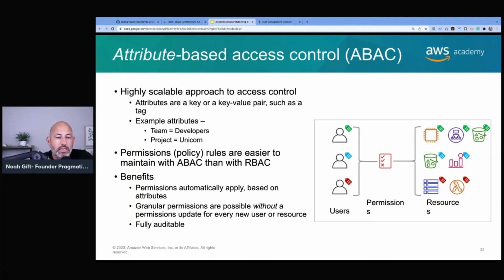There's also attribute-based access control, or ABAC, and this is a highly scalable approach to access control. So the attributes are a key-value pair. So team, developers, project, unicorn. The permission policy rules are easier to maintain with ABAC than with RBAC because the permissions are automatically applied based on attributes, and granular permissions are possible without a permission update for every new user or resource, and you can audit it as well.